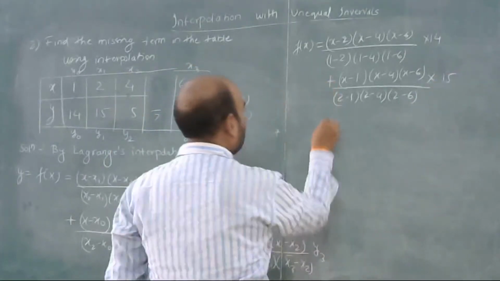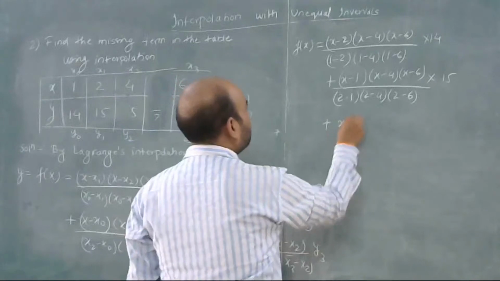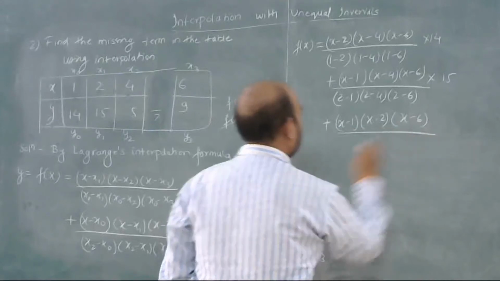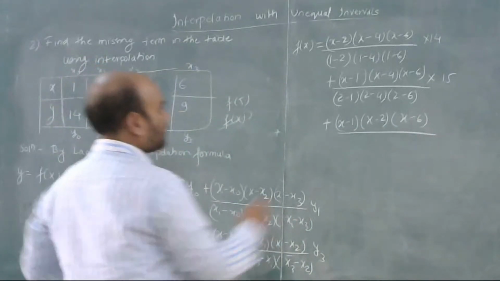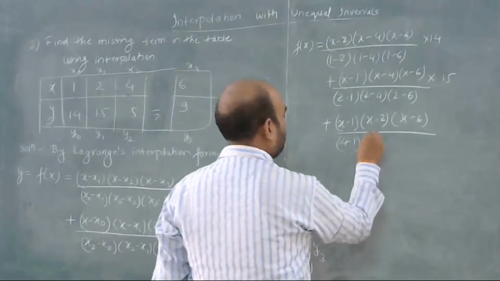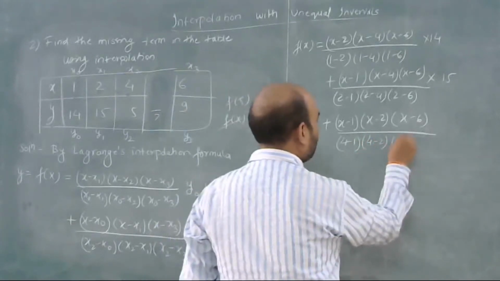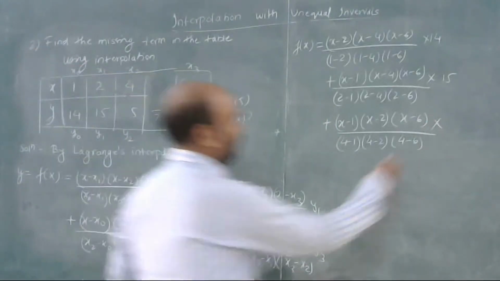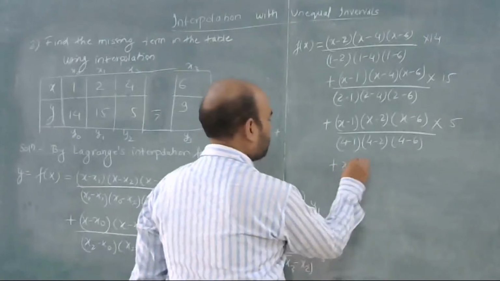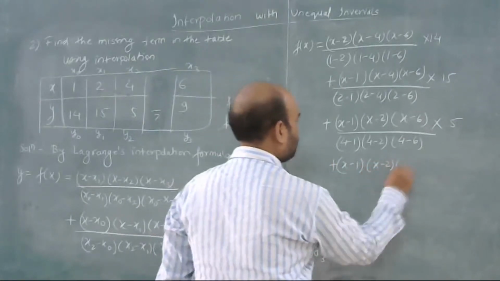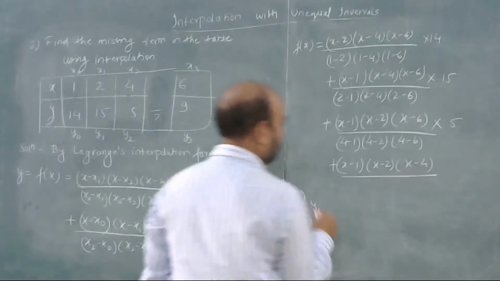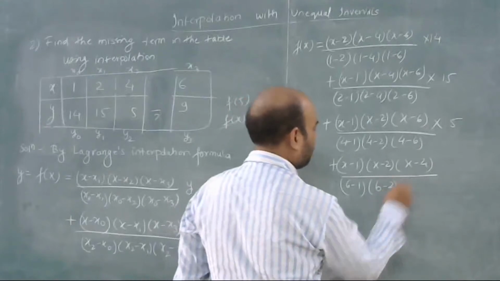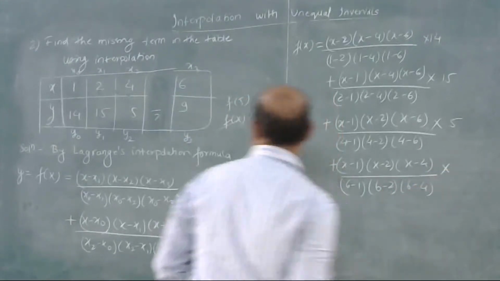Plus x minus 1, x minus 2, x minus 6 divided by 4 minus 1, 4 minus 2, and 4 minus 6, into y2. y2 is 5. And the last term, x minus x1, x minus x2, x minus 4, whole divided by 6 minus 1, 6 minus 2 and 6 minus 4, into the last one, which is 9.